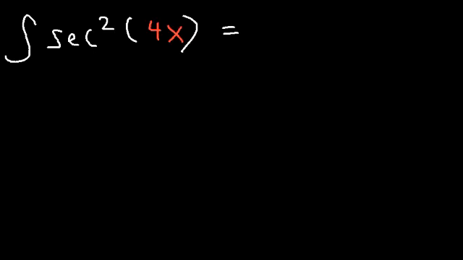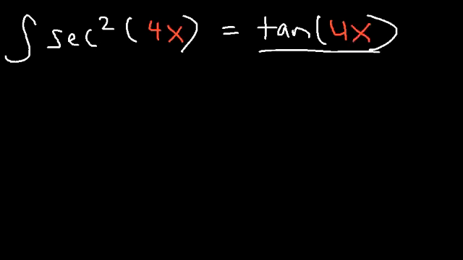Now, what is the antiderivative of secant squared 4x? The derivative of what function is secant squared? The derivative of tangent is secant squared. So the antiderivative of secant squared is going to be tangent. Now the angle is going to remain the same. Since we have 4x inside of secant squared, there's going to be a 4x inside of tangent. The derivative of 4x is 4. So let's divide it by 4 plus c.